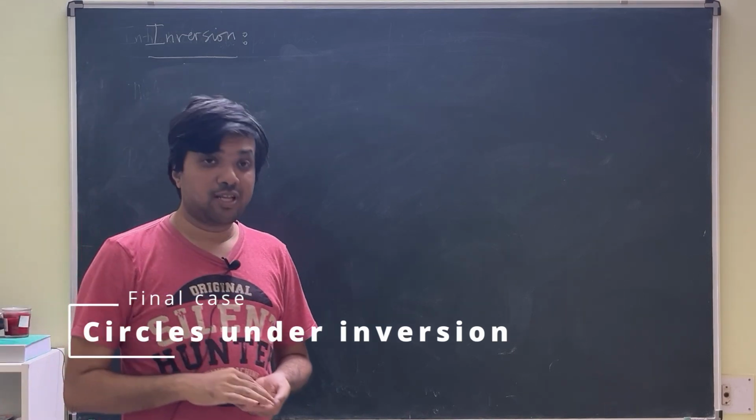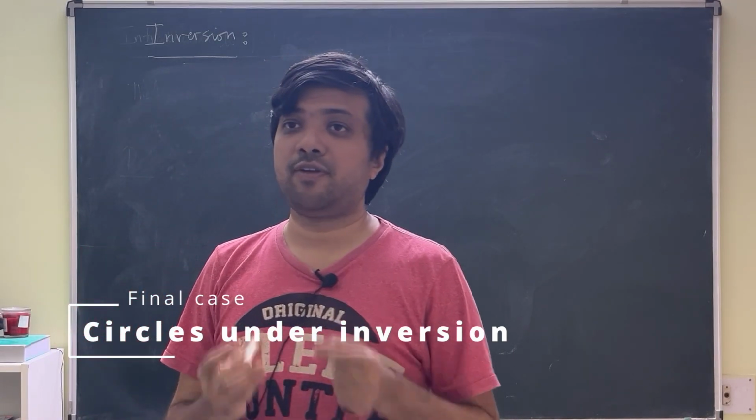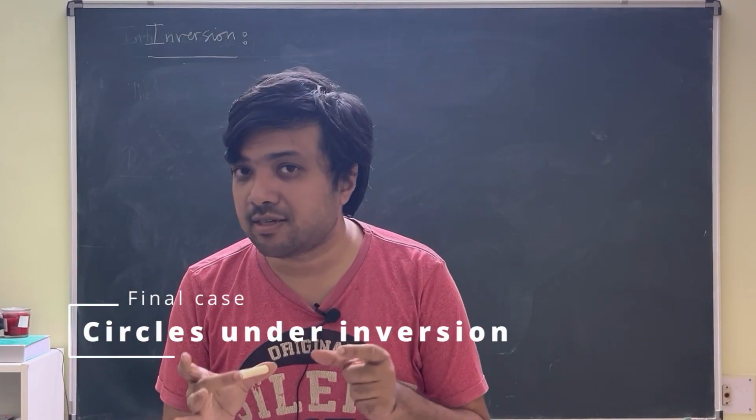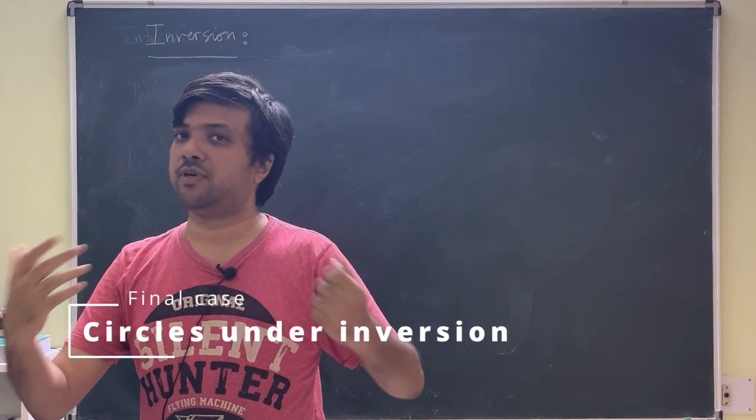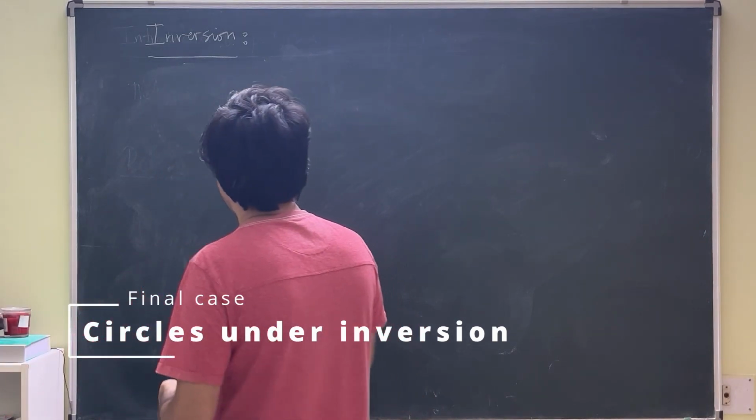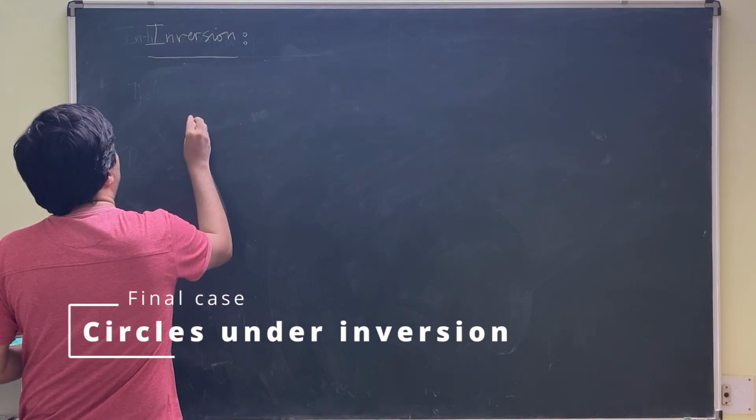Okay. So the last remaining thing to prove is we are going to investigate what happens to circles, a generic circle under inversion. Okay, that's what we want to know. All right, so let's go back. So what is the construction?